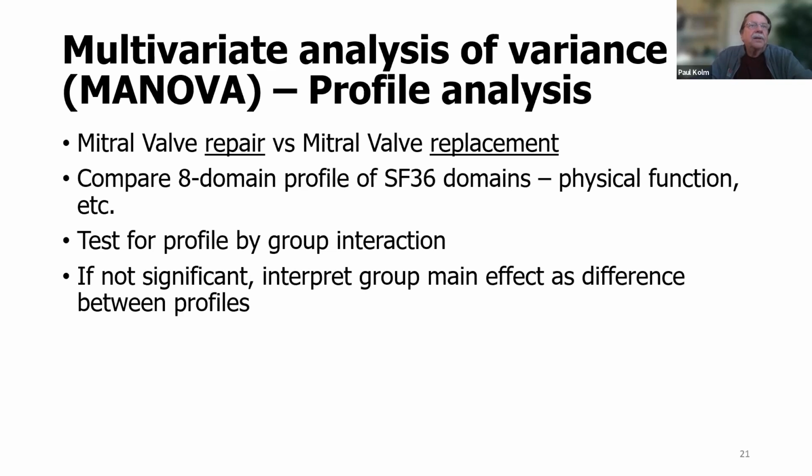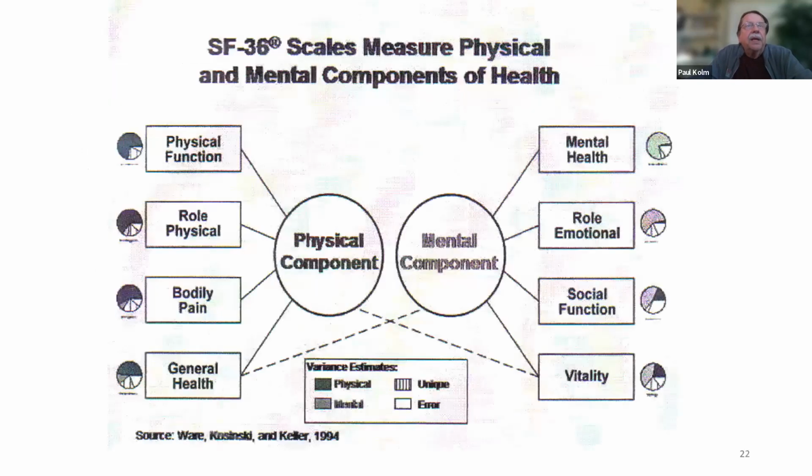And then if the interaction is not significant, then we can interpret the group main effects as a difference between profiles. And so this is the SF36, where we have a physical component. So there's physical function, role physical, bodily pain, and general health, and a mental component composed of mental health, role emotional, social function, and vitality, 4 different domains. So these are the 8 components that we want to use as our outcome variable.